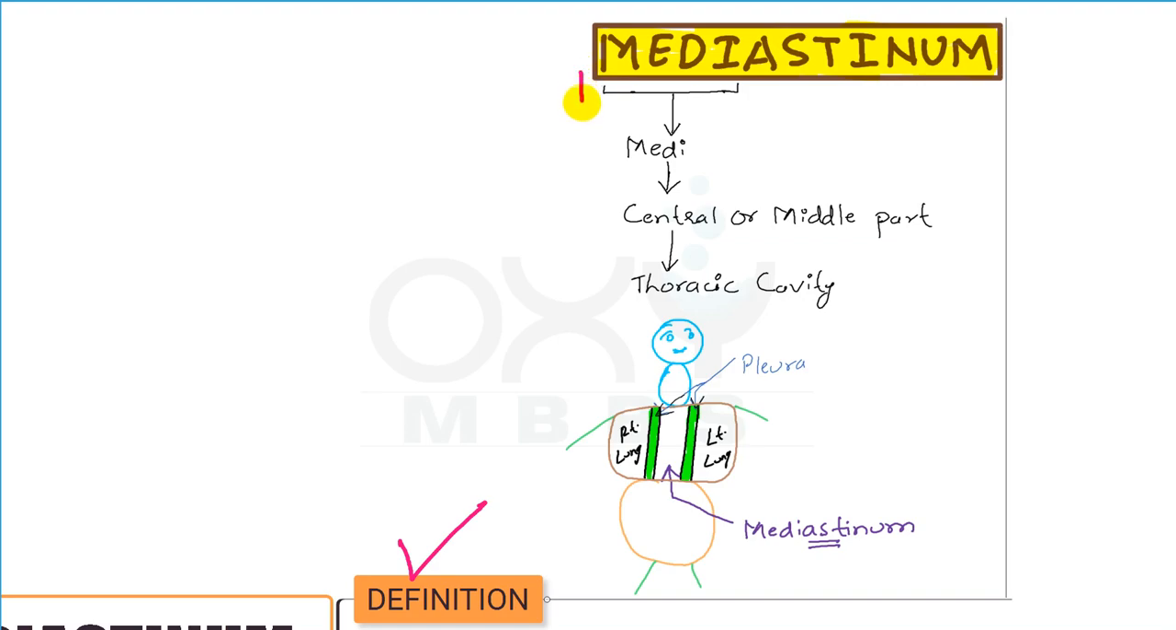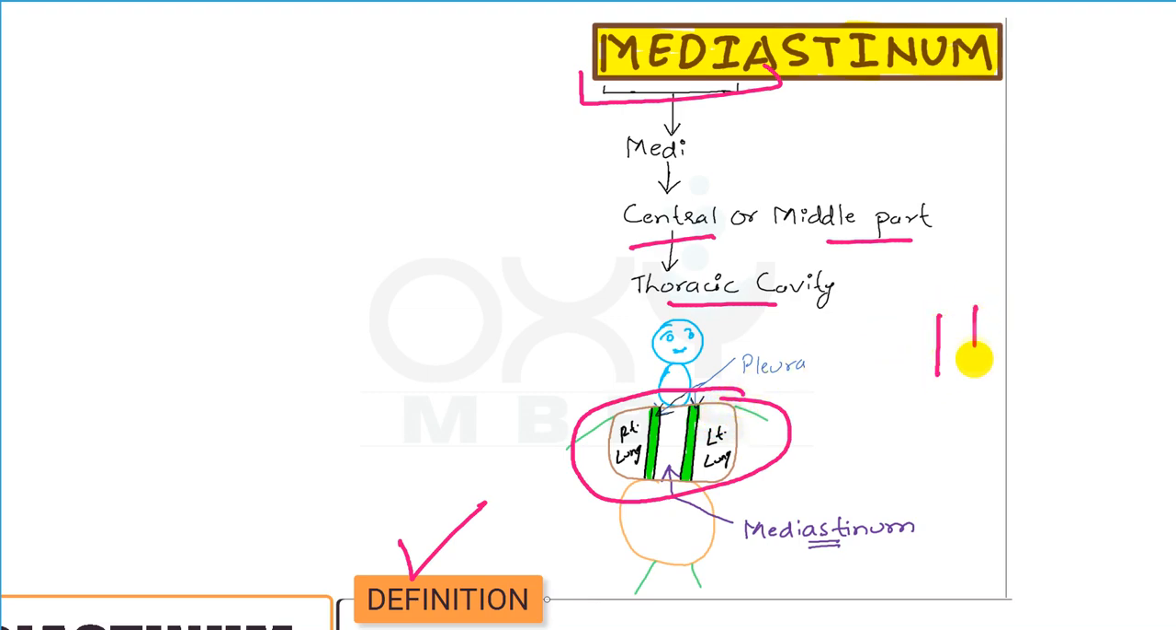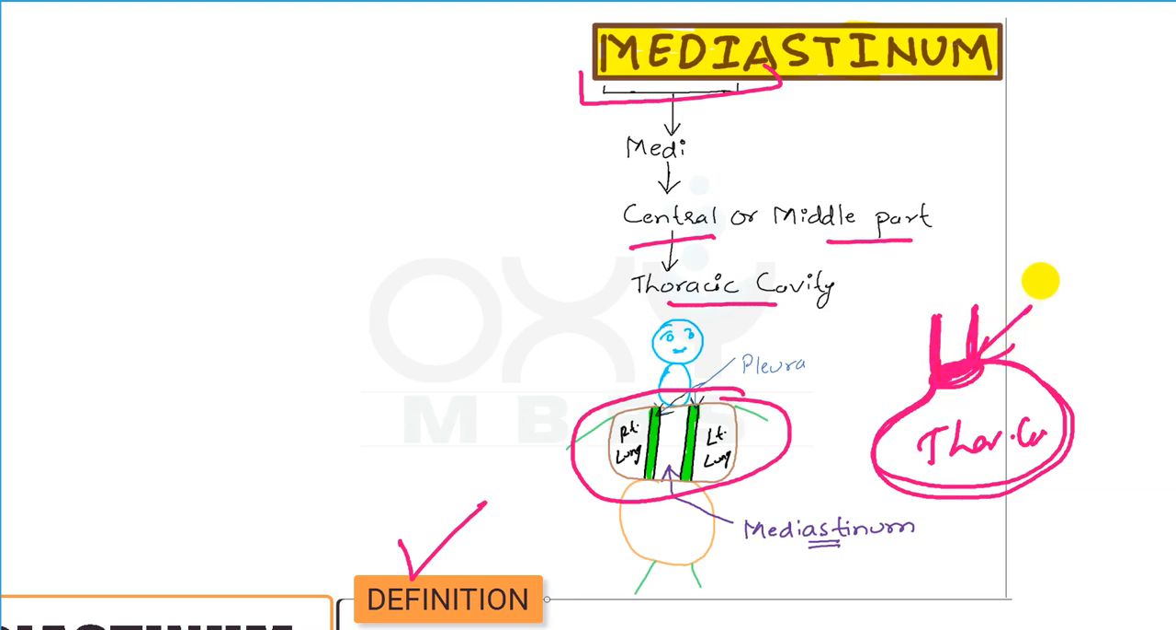As the name suggests, mediastinum means middle or central space or central part. Central part of what? Thoracic cavity. So this is our thoracic cavity, which is actually the continuation of our neck. So this is our neck, and this neck is continuing as a thoracic cavity, and this area of the neck which is continuing as a thoracic cavity is called as thoracic inlet.